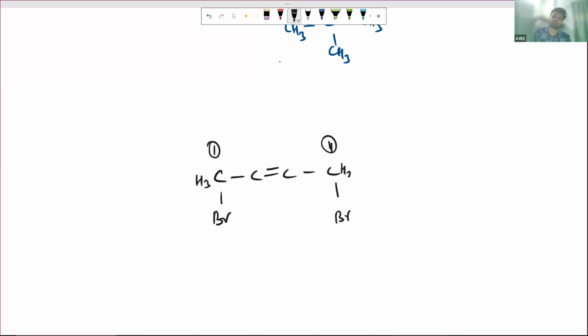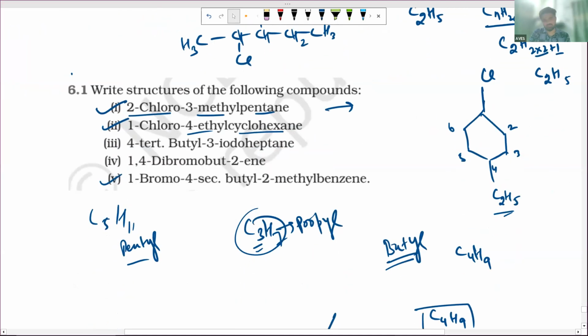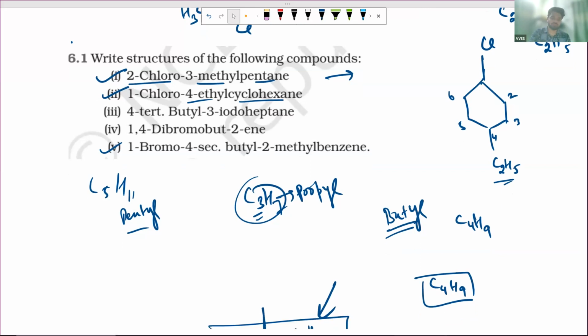Try the name of this fifth one. 1-bromo, 4-secondary butyl. What does the word secondary butyl mean? Like it was tertiary butyl, secondary butyl means?